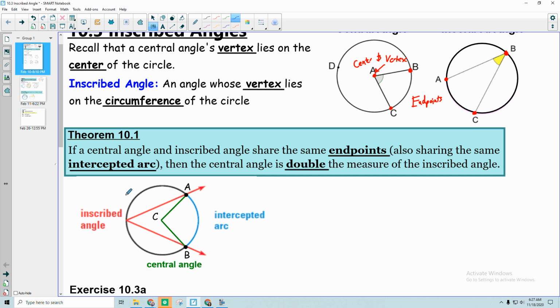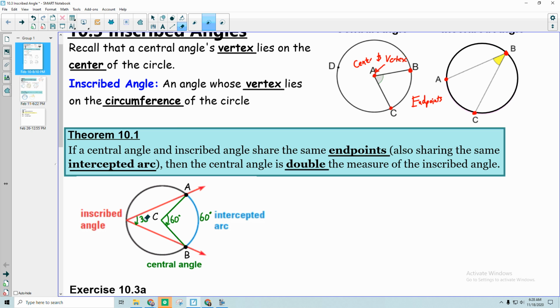Let's put some numbers to this. Say our central angle was 60 degrees. How much would our intercepted arc be? From the last lesson, we know that the central angle is the exact same as the arc, so this would also be 60 degrees. And the inscribed angle, if the central angle is double the inscribed angle, is half, so this should be 30 degrees.